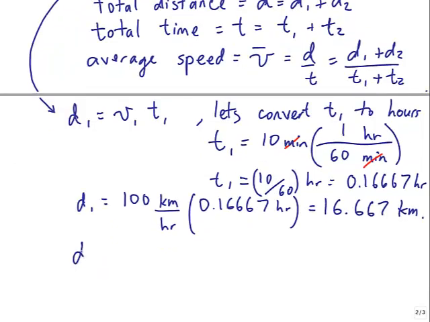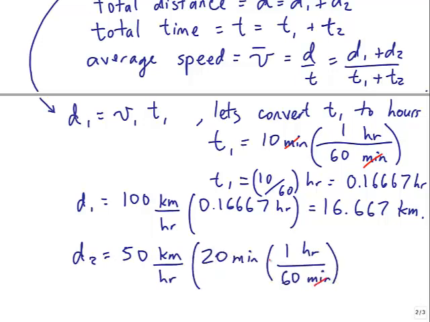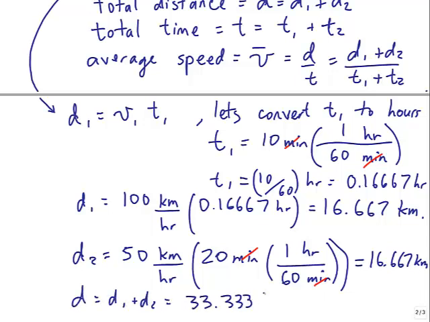As for d2, it's 50 kilometers per hour multiplied by that 20 minutes. Again, we're going to convert minutes to hours, and we end up with also 16.667 kilometers. It's kind of coincidental. So when we add d1 plus d2, you get twice that, which is 33.333 kilometers.